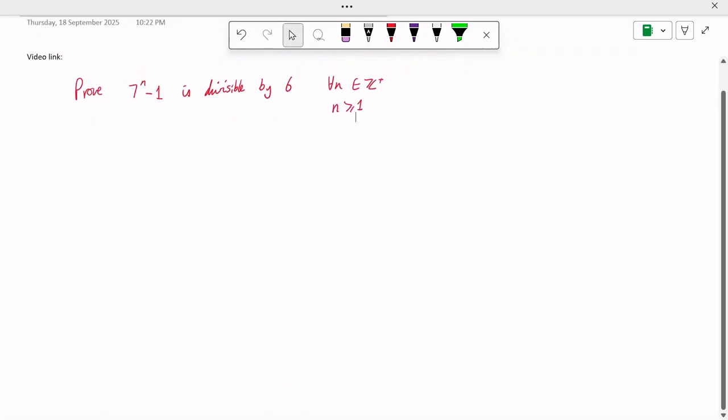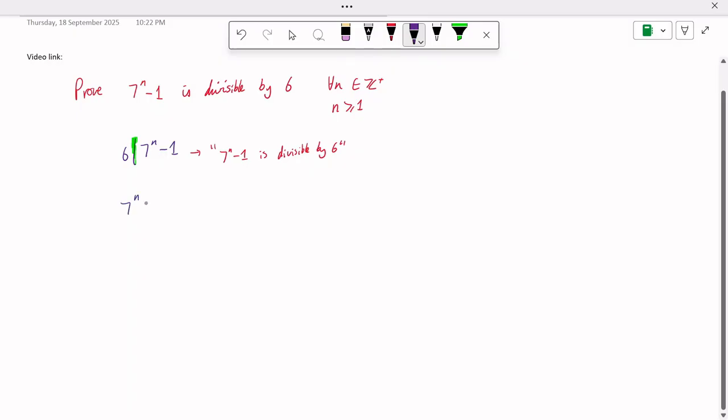There are a few ways that you might see 7^n take 1 is divisible by 6 written. You could see it written like this, with this big line here meaning is divisible by. So this statement here literally says 7^n take 1 is divisible by 6. It says the same thing with some different notation.